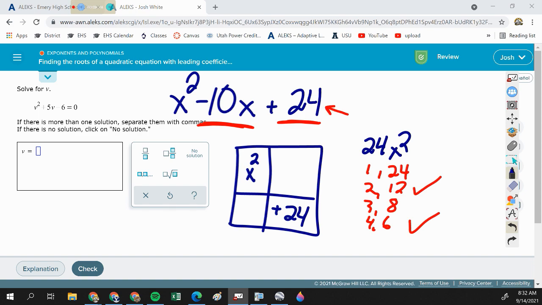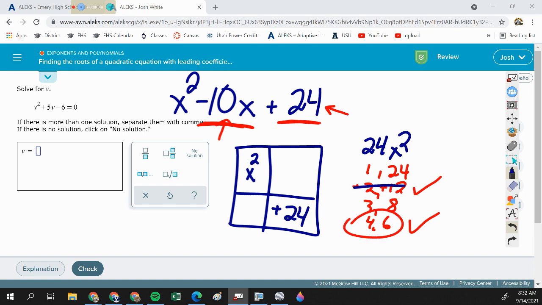Can you make a positive 24 with a 2 and a 12? No. Well, you can. 2 times 12. But if this is positive and this is positive, then you cannot make a negative 10. So you have to be a little bit careful, because a lot of times there are two possible answers. So this is not it.